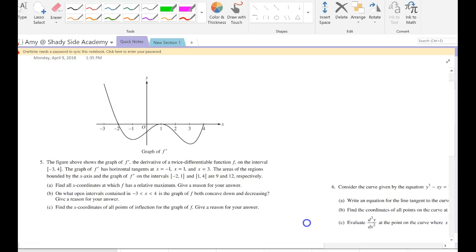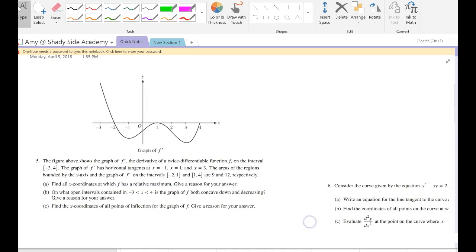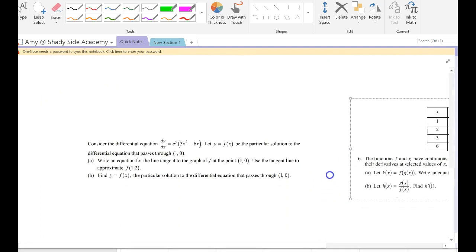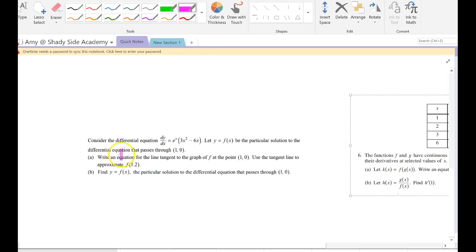Hi everyone. So I'm going to actually do these questions right here, but the reason why I wanted you to look at this screencast first is I think this was the last question, and I'm going to add a question here. The question here is consider the differential equation, this.